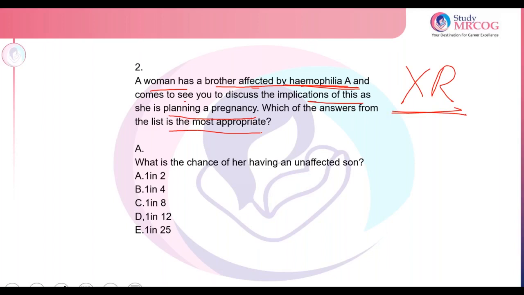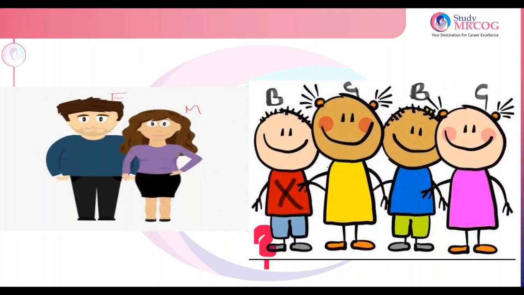So now the thing is, this woman has come, her brother is affected. Now she's asking a couple of questions. What is the chance of her having an unaffected son? So first of all, let's understand her scenario. A couple has come to you. She is telling you about her family. This is the girl in question, this is the woman's family. She says that in her family, her brother is affected. Now the same girl has come to you with a husband. She has come to understand the probability of her having an unaffected son from hemophilia.